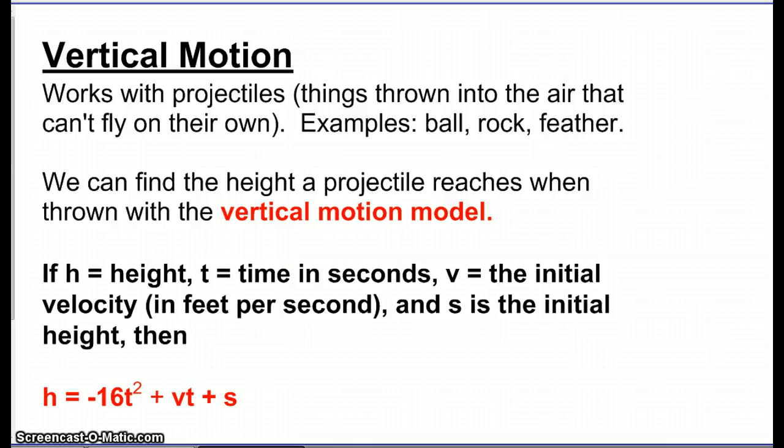The vertical motion model is shown at the bottom of the slide. It's right here. Okay? You need to memorize this equation. You'll be using it a lot. The vertical motion model states that h equals negative 16t squared plus vt plus s. In this equation, h is the height, t is the time, and it is in seconds, v is the initial velocity, that is what it starts out with, the speed it's starting with, and then s is the initial height, where it begins. For the most basic problems that we're going to deal with in this section, we always have an initial height of 0. We're starting on the ground.